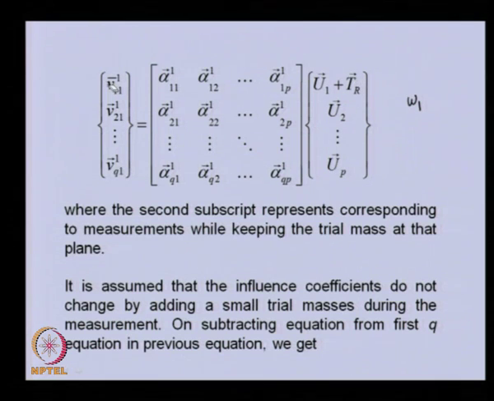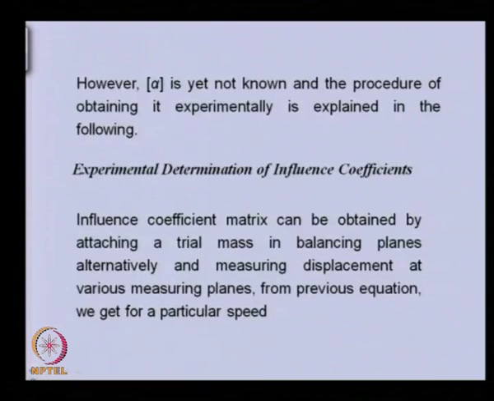So, earlier it was V1 only when the residual unbalance was there. Now, we are keeping an additional trial mass. So, we expect that there will be some change in the response, and that particular response we are differentiating here as representing subscript 1 1, 1 2, 2 1. So, the second subscript is representing that we have kept the trial mass in the first plane. So, this is the relation which we had earlier for influence coefficient, but now the only thing is this trial mass has been added here.